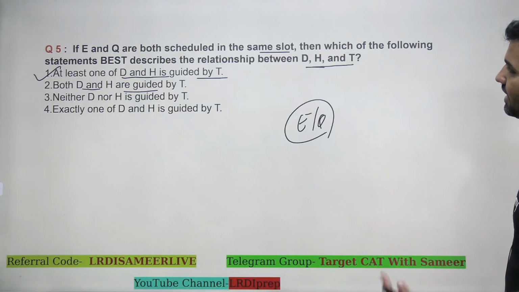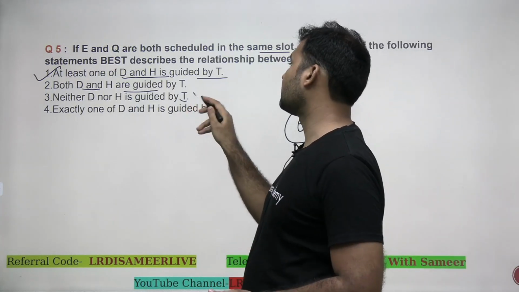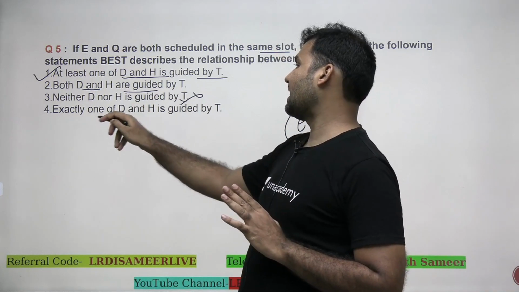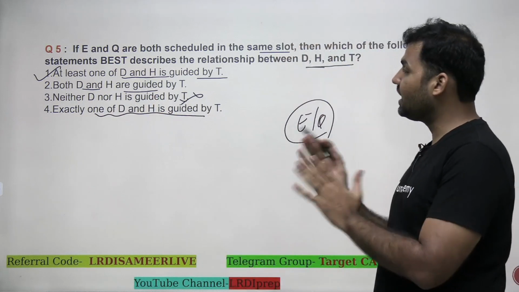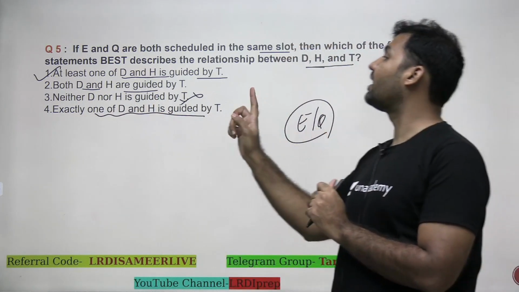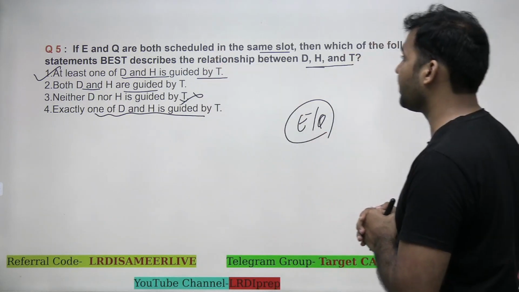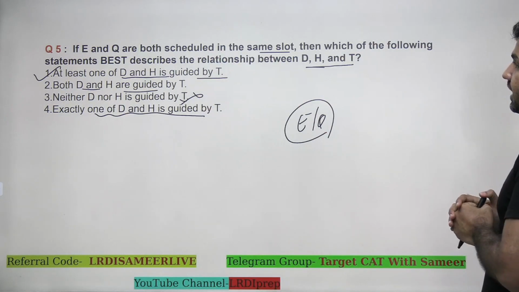So therefore, the answer to the question will be the first. Neither D nor H is guided by T. That's wrong, because you know that one of them will definitely be guided by T. Exactly one of D and H is guided by T? No. There can be a case where both D and H are guided by T. So that's not a definite statement. The definite statement is at least one of D and H is guided by T. Right, so guys? So this is the whole set, right?